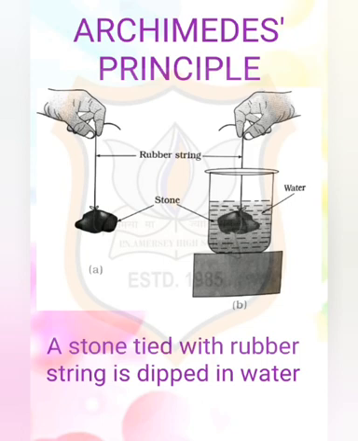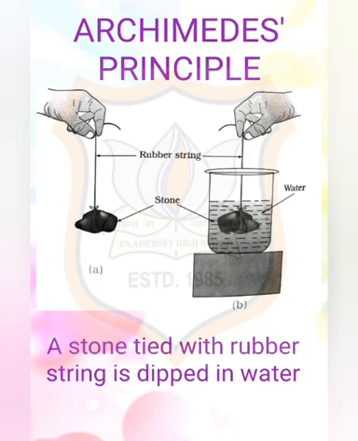To understand Archimedes principle, let us have activity 10.7. Take a piece of stone and tie it to one end of a rubber string, as shown in the figure. Suspend the stone by holding the string. Note the elongation of the string. Now, slowly dip the stone in water in a container, as shown in the figure. Here, observe what happens to the elongation of the string.